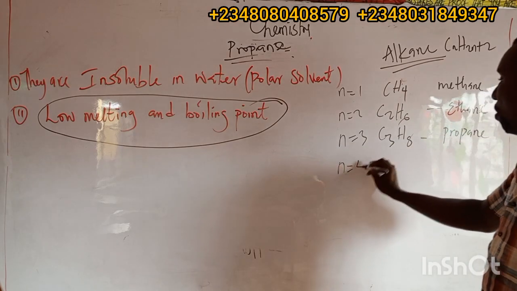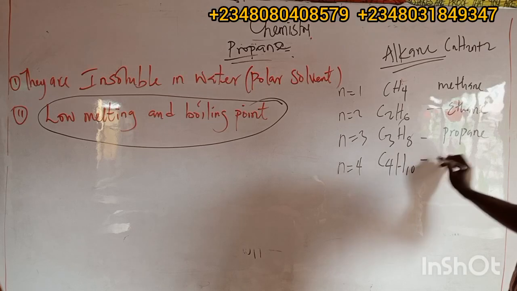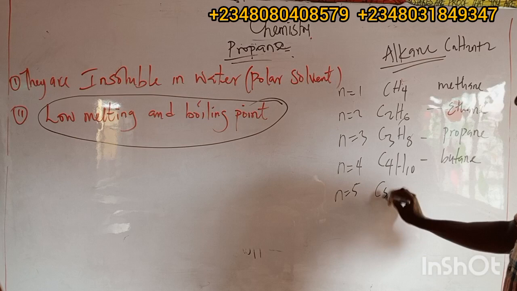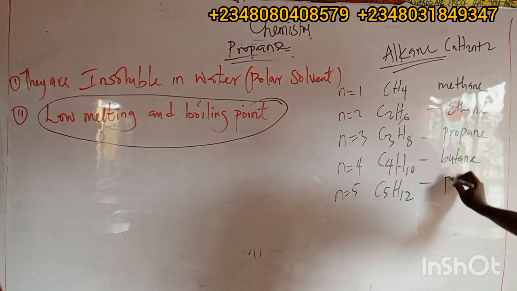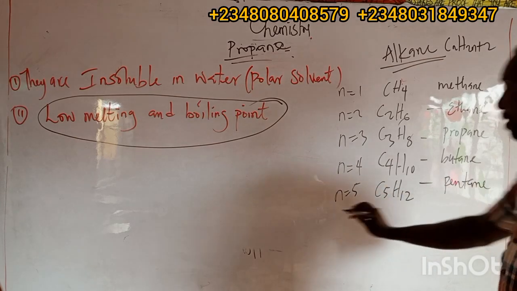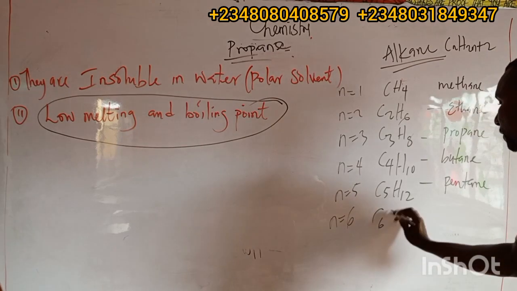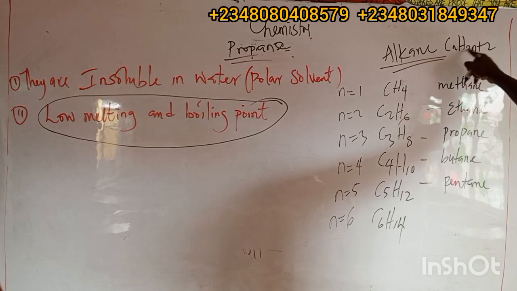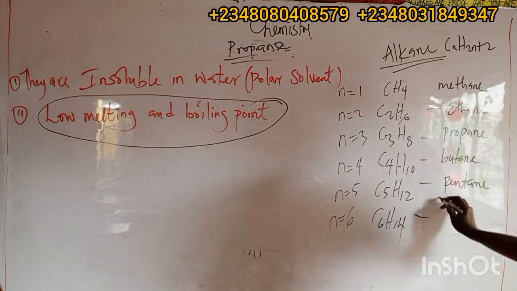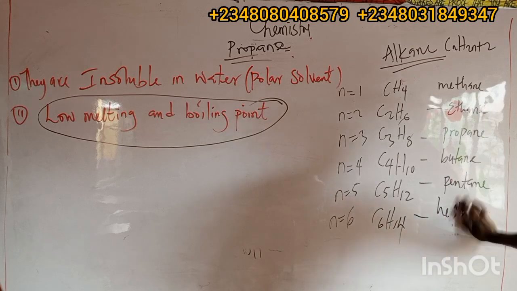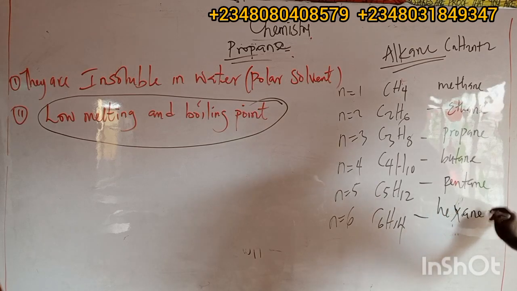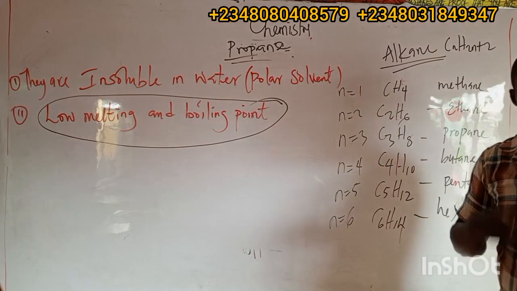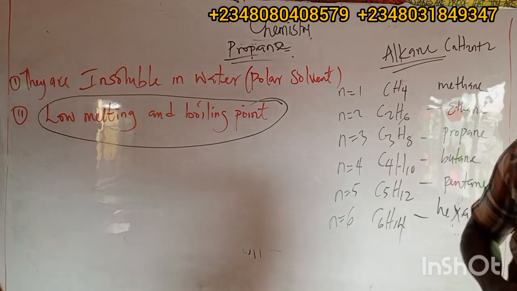We have n equal to 4, C4H10. This one is butane. When n equals 5, you have C5H12. This one is pentane. And I'll stop here. When n equals 6, C6H14. Using the general formula, n equals 6, H is 2 times 6, 12, plus 2, 14, which is hexane. Take note, as you are coming down the group, their boiling and melting points increase.